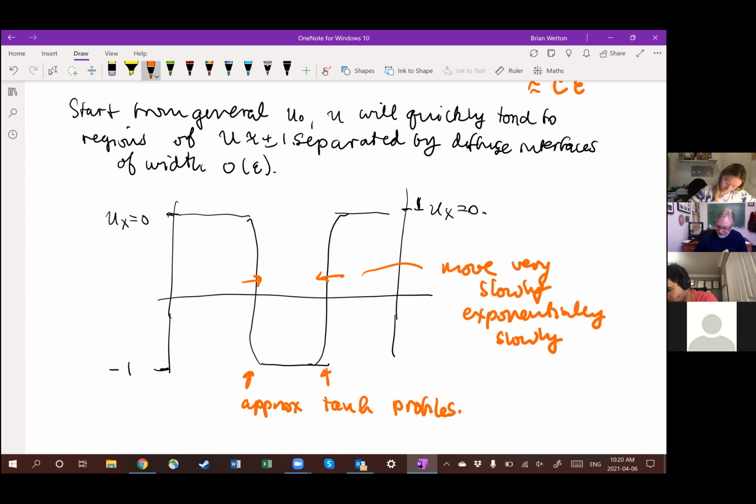So the time scale is like order e to the minus c over epsilon. Okay, so it's really slow motion. Okay, and then in this case, in a bounded interval where you put these boundary conditions, homogeneous Neumann conditions, the actual steady state is either u all 1 or all minus 1, right?